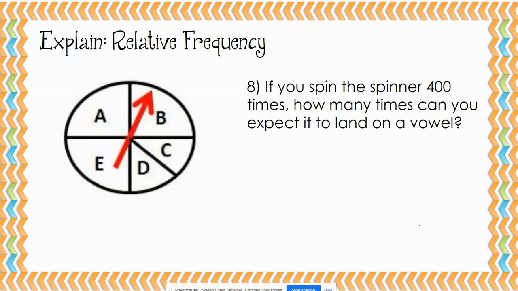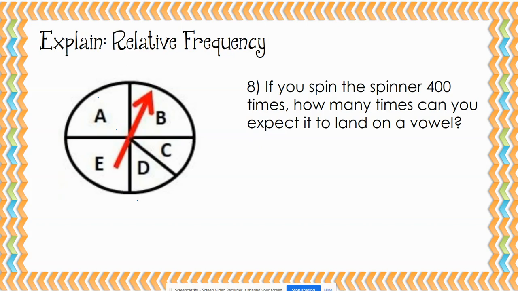Now for number 8, let's look at this spinner. What is the first thing you notice about this spinner? What we should see is that this spinner is not split into equal pieces. It's actually split into 5 pieces, but they are not equal. But if we notice, A, B, and E do look equal. So if we look at this, C and D, if they were one piece, would probably be equal to A, B, and E.